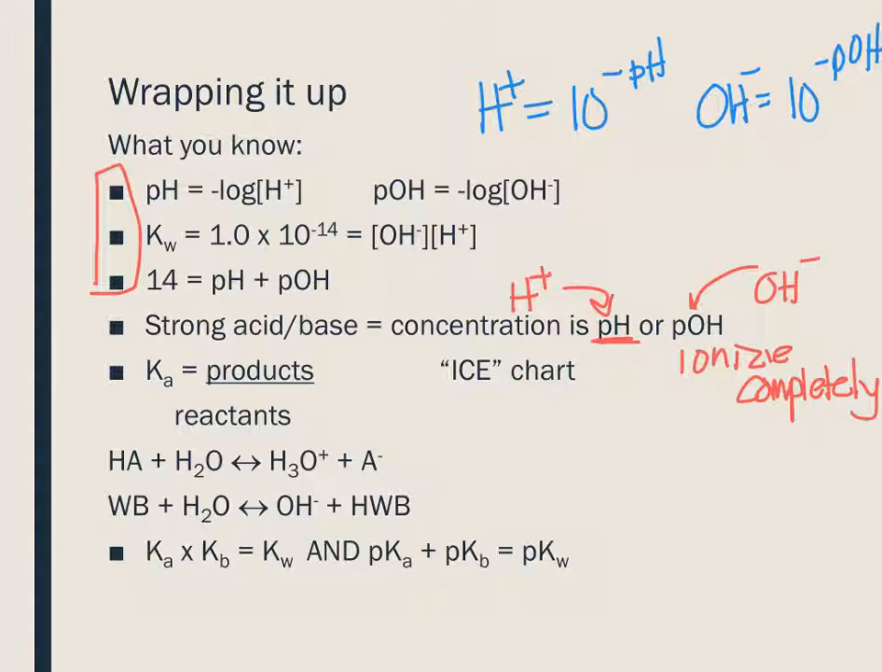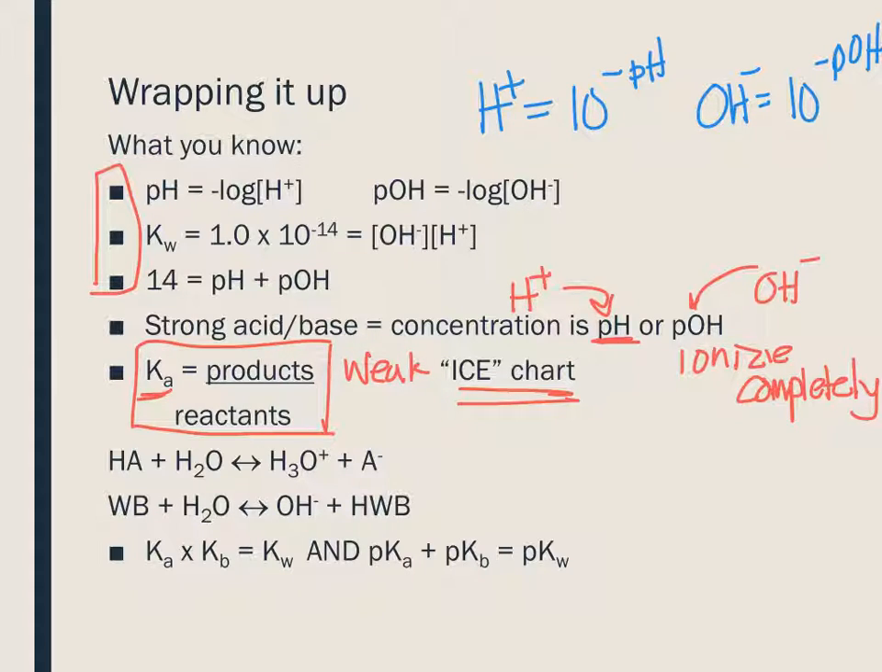Okay, when we're dealing with weak acids and weak bases, we need to use the ICE chart because we are dealing with equilibrium expressions, and we find Ka by products over reactants. And we can also find Kb when we're dealing with a base.